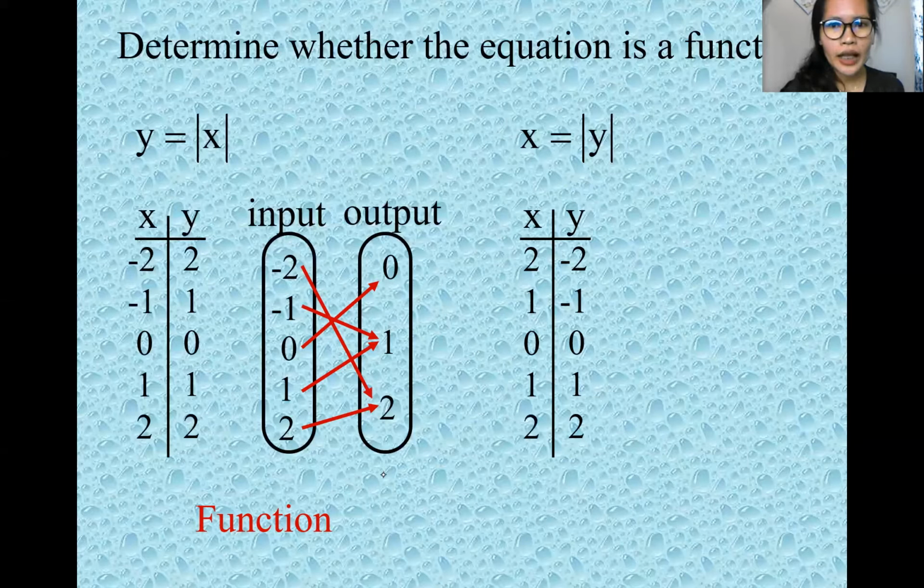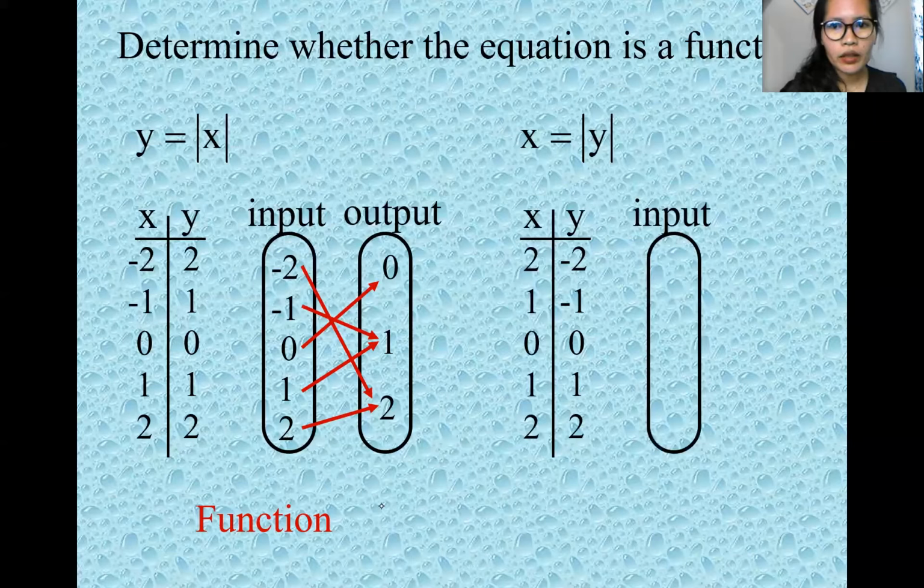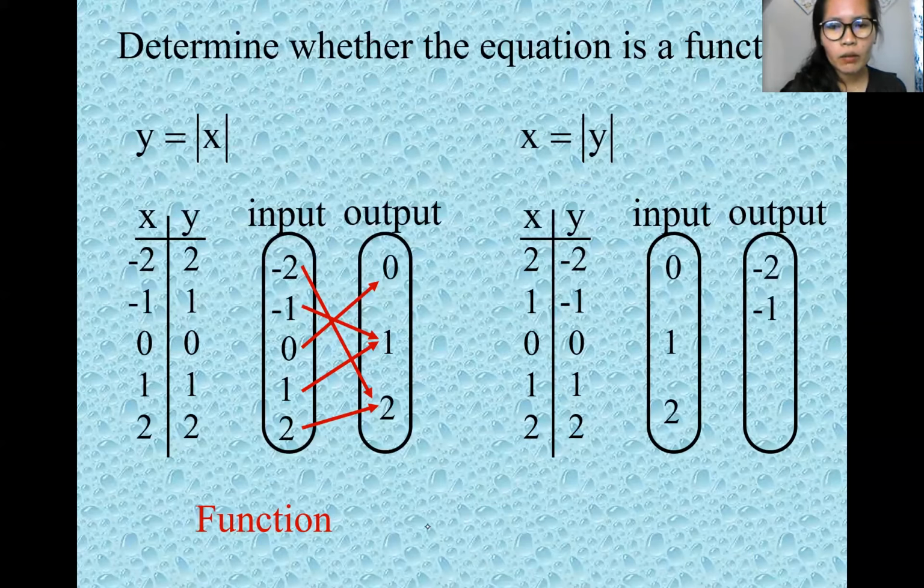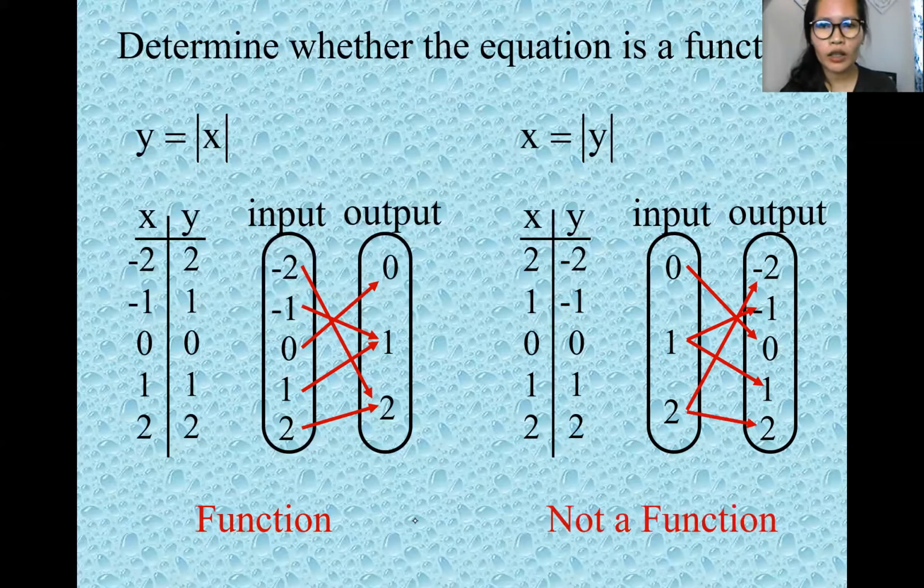So for the input and output, we have here inputs 0, 1, and 2. How about the outputs? We have negative 2, negative 1, 0, 1, and 2. The ordered pairs are (0, 0), (1, -1), (1, 1), (2, -2), and (2, 2). This is not a function since ang value sa input na 1 nagbalik-balik siya. At the same time, ang input nga 2. So, kana siya.